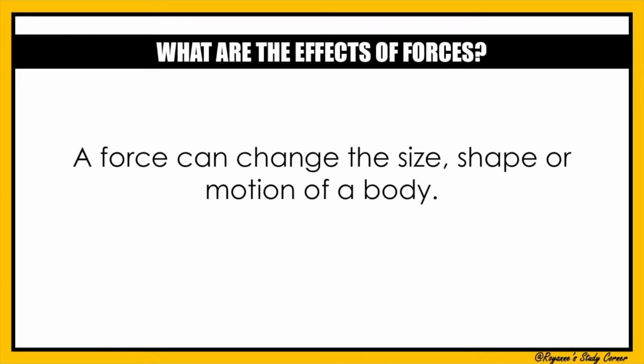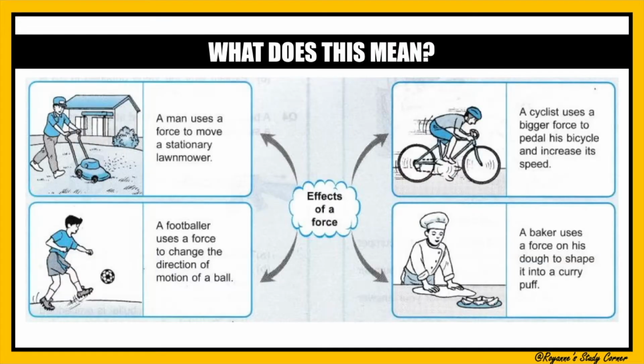Now, what are the things that a force can change? A force can change the size, shape, or motion of a body. So let's look at a few examples to see exactly how this happens. Here we see in the first picture, a man uses a force to move a stationary lawnmower. Now, if we think about it, he's pushing the lawnmower, so he's changing that motion. It was stationary, now it's moving. Remember, we said that the force can change size, shape, or motion.